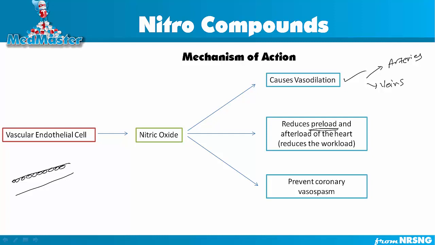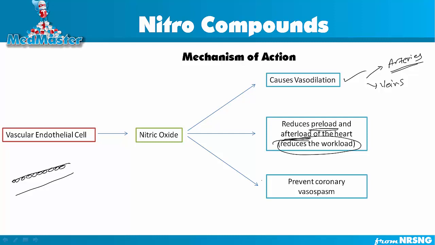So it's going to decrease the preload by decreasing the amount of blood getting back to the heart. Now it's going to decrease the afterload as well by causing vasodilation of the arteries. When the ventricles eject the blood out of the heart, it has to overcome the pressure of the arteries. If the arteries are constricted, that means there's too much pressure. The heart has to pump really hard to overcome that artery pressure. If they are dilated, there's not much pressure in the arteries, so the heart does not have to work too hard to pump the blood out. So that causes a decrease in afterload, which basically reduces the workload of the heart.